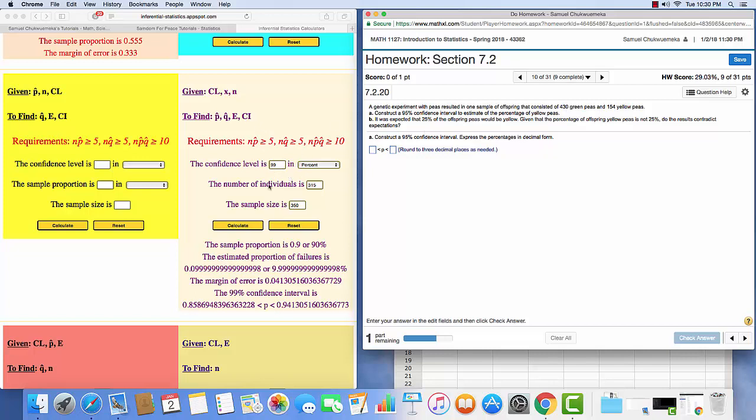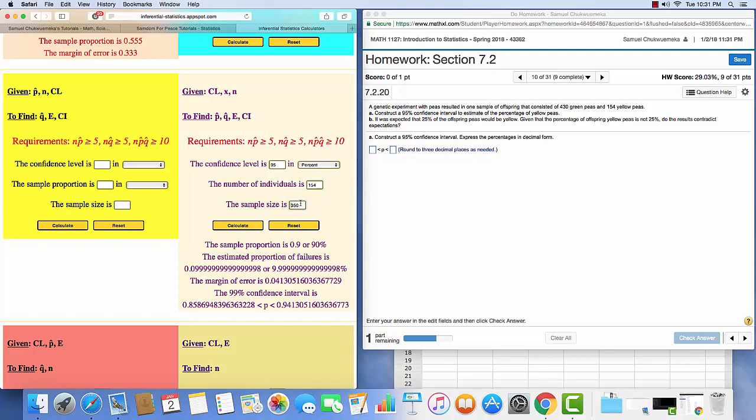We are going to use this. We're still going to use this. Confidence level, just put 95 percent. Number of individuals, we are just going to focus on the yellow peas. So number of individuals will be 154.